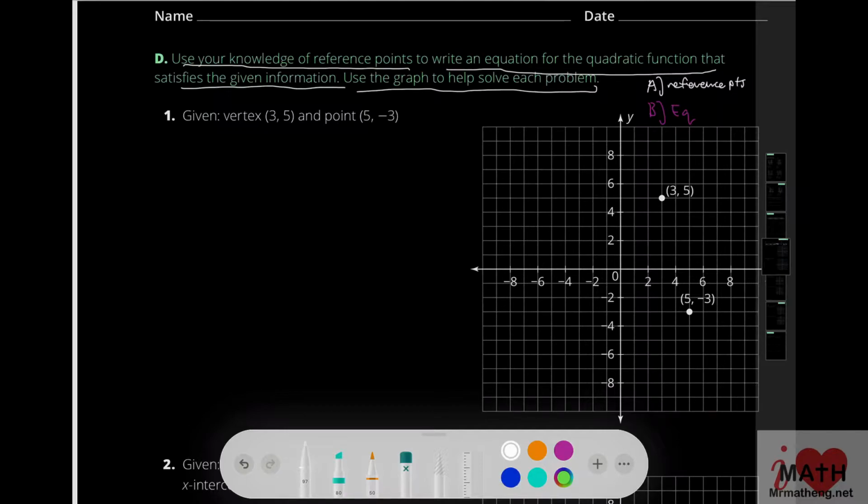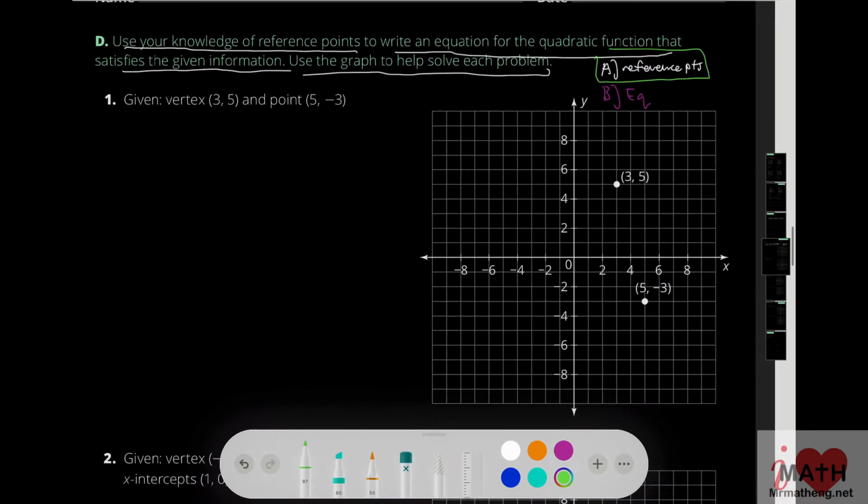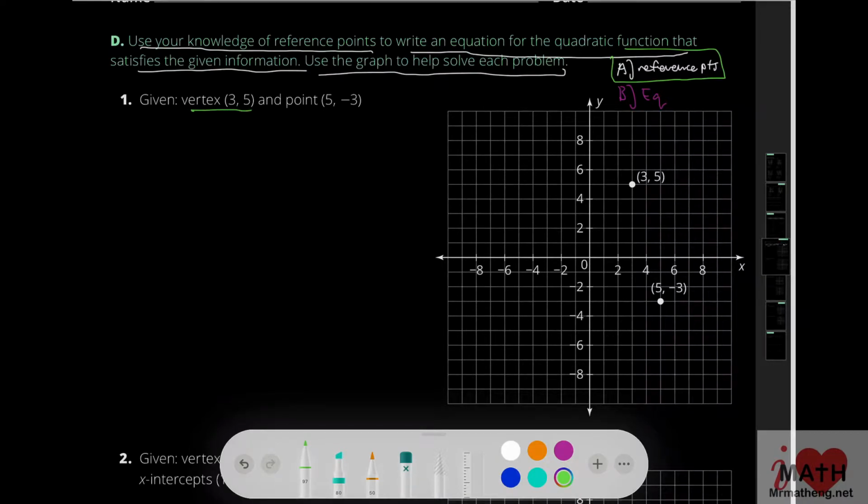Let's graph these. Let's use a different color. Let's use green. It says a vertex of (3, 5), which we have here. Remember, the vertex is the highest or the lowest point. That's what the vertex is. And a point (5, -3). Okay, this should give us a clue.